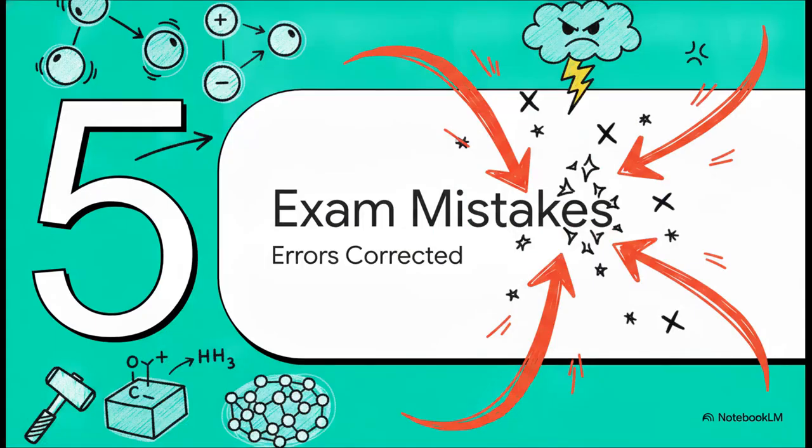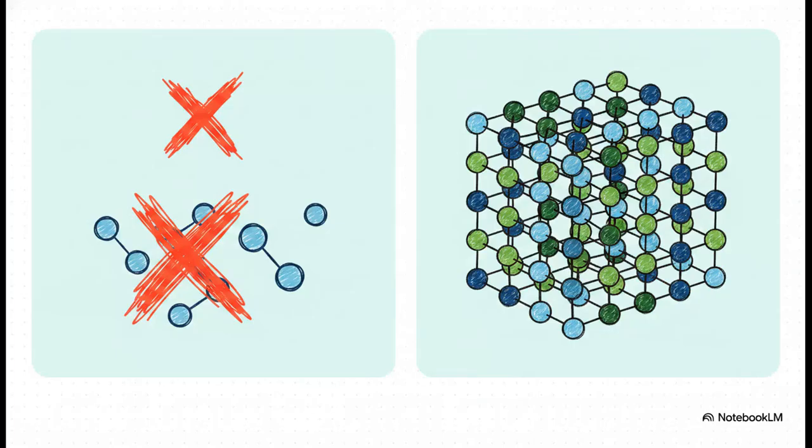Section 5. Common exam mistakes corrected. Now that we've mapped out the micromechanics of all three bond types, let's transition into some exam prep. A very common myth is that ionic compounds, like a grain of salt, exist as isolated individual molecules just floating around. Actually, scratch that, it's totally false.